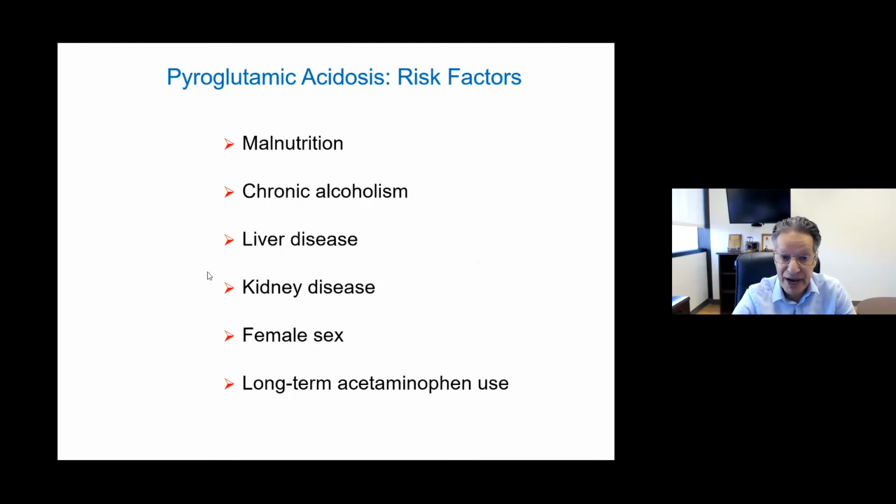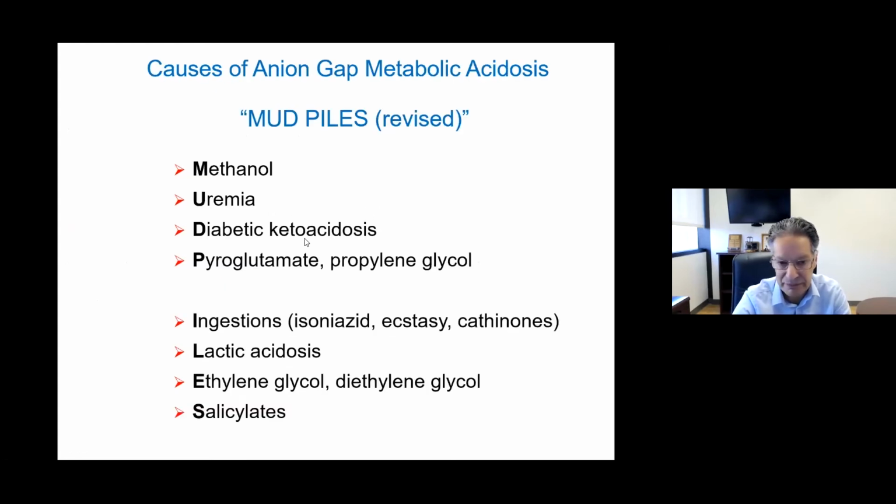As far as the risk factors, these are the risk factors in the literature: malnutrition, chronic alcoholism, liver disease, kidney disease, females, and long-term acetaminophen use. Although it's not predictable as to the temporal component or the magnitude of the acetaminophen intake. But it's just something to consider in a patient who's on acetaminophen chronically, who develops a metabolic acidosis with an elevated anion gap that you can't explain.